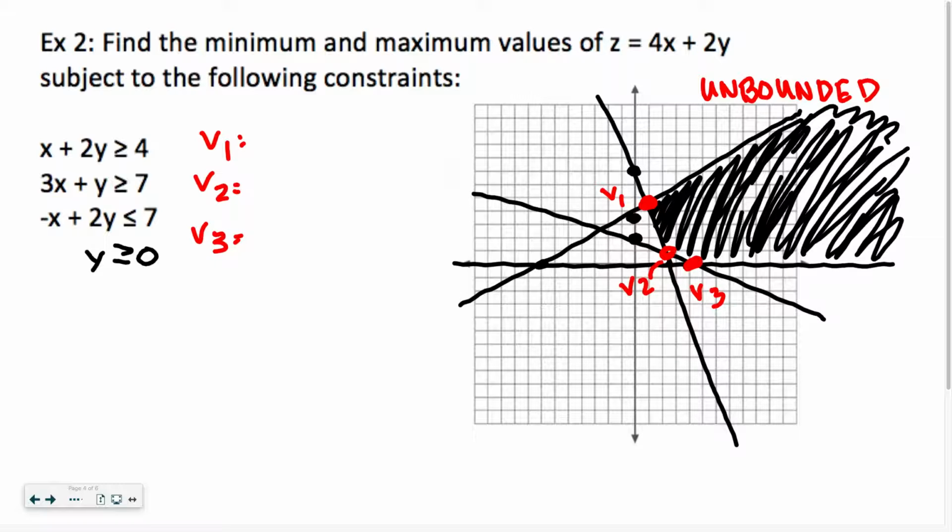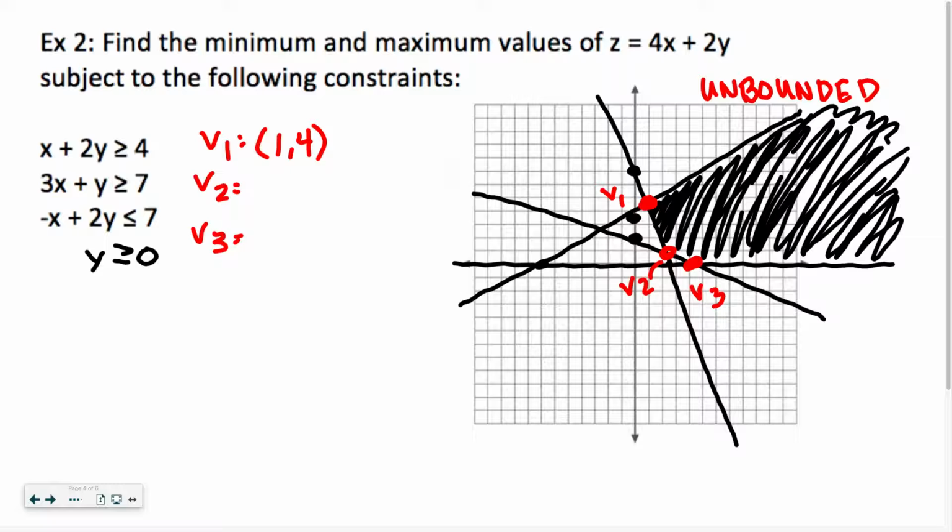Okay, you guys help me out because your graphs are always better than mine. What do your vertices look like? 1, 4? Okay, that would be my V sub 1. And that would be the intersection of the third one we graphed: -1 plus 2 times 4 is 7. And the one with a y-intercept of 7, the second one we graphed: 3 times 1 is 3 plus 4 is 7. So yeah, that is the intersection point.